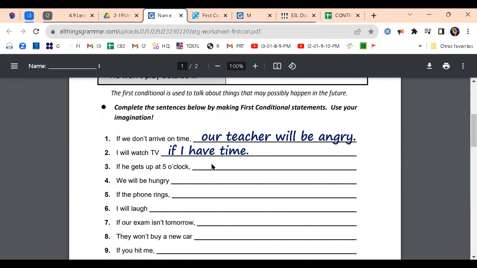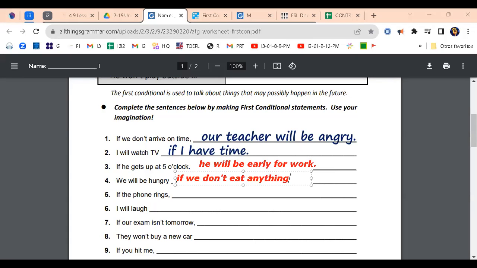Remember, we're going to be using this conditional in order to talk about things that may possibly happen in the future. If we don't arrive on time, our teacher will be angry. I'll watch TV if I have time. If he gets up at 5 o'clock, what is going to happen, guys? What do you think? If he gets up at 5 o'clock, he will be early. Okay, early for work. We will be hungry if we don't eat anything.